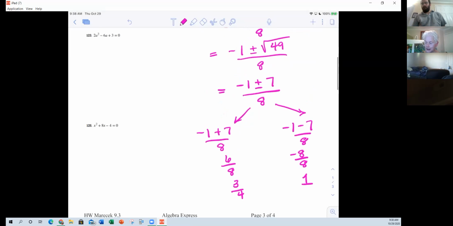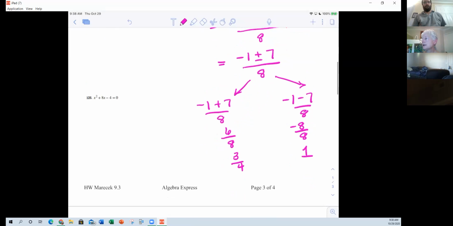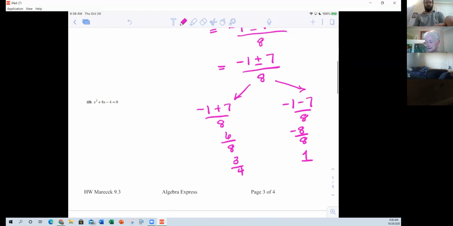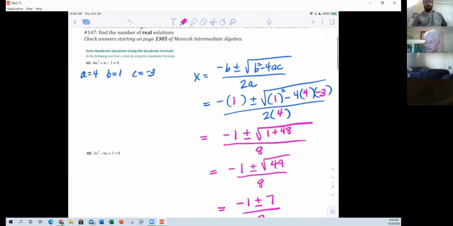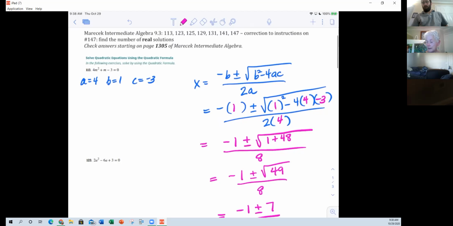So this one, because I'm getting two rational answers, rational means, of course, that they can be written as fractions. They're not like a pi or some number that repeats indefinitely, or doesn't repeat at all, sorry. We could have actually solved this problem by factoring, but probably it's easier to do it by quadratic formula.